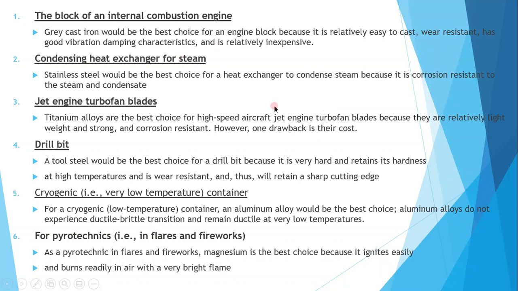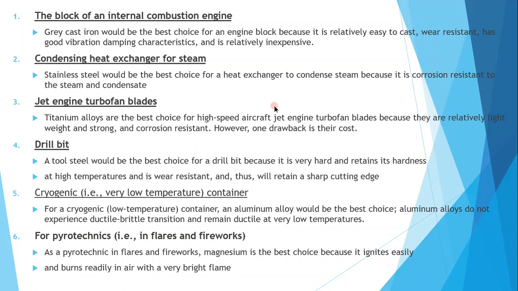Now the condensing heat exchanger for steam is definitely stainless steel, because it is corrosion resistant and the steam is going to condensate. There's going to be a lot of hydrogen, so there's a potential for hydrogen embrittlement there. The jet engine turbofan blades should be made of titanium alloys because they're relatively lightweight and strong and corrosion resistant. They have one drawback, which is their cost.